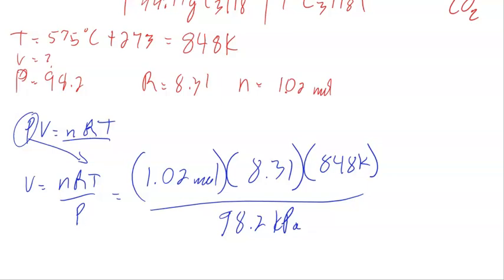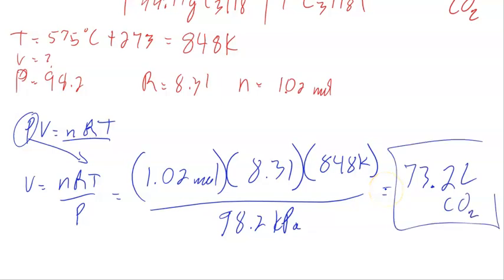So I'll start with the algebra equation of PV equals nRT. I isolate for the volume. It's on top. It's not by itself. The P goes over and down. So I get my new equation of nRT over P, and then I'll plug all the numbers in, and I get 73.2 liters carbon dioxide. And that is how you incorporate ideal gas law with stoichiometry.